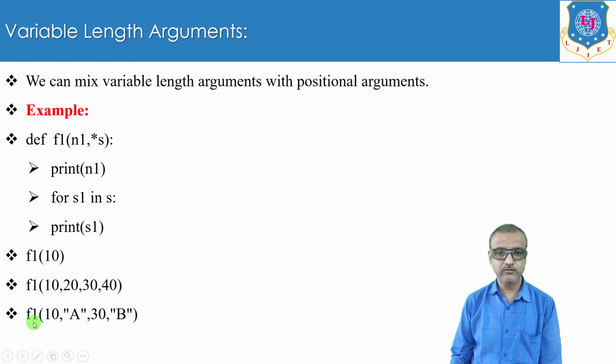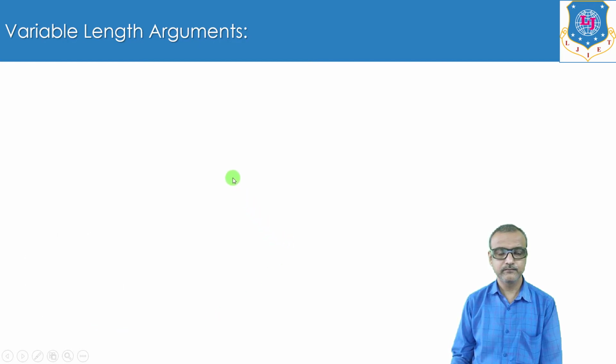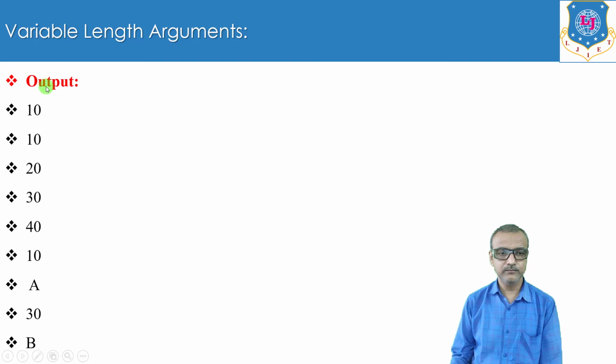Then, if I call the function f1(10, 'A', 30, 'B'), again it will give me the output 10, A, 30 and B. You can see the output, right? For f1(10) we have 10 only. For f1(10, 20, 30, 40) we have 10, 20, 30, 40. For f1(10, 'A', 30, 'B') we have 10, A, 30, B.